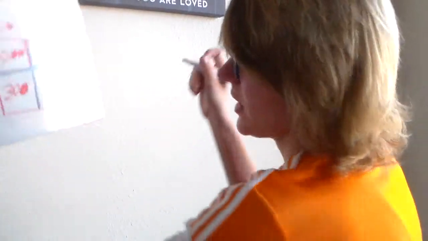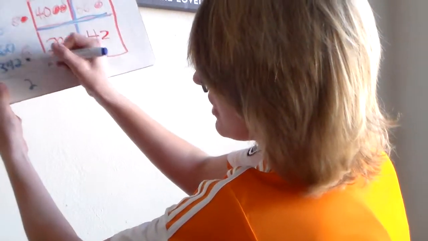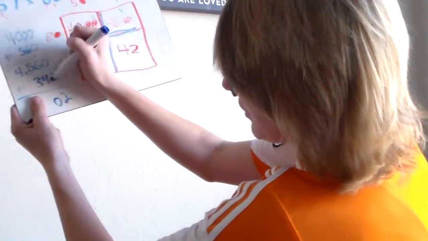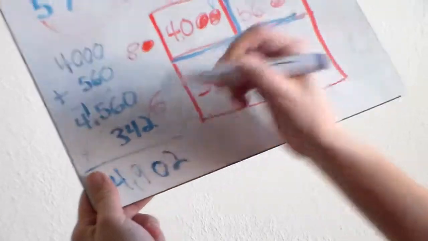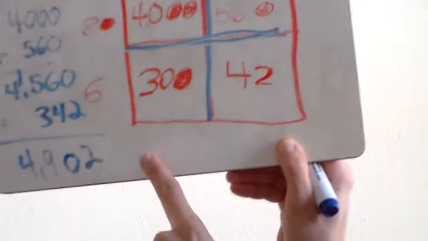So now we're going to add it up. In the ones column, that's a 2. In the tens column, that's a 10. So I'm going to regroup. When I have 10 tens, that makes 100. That makes 900, 4,902.